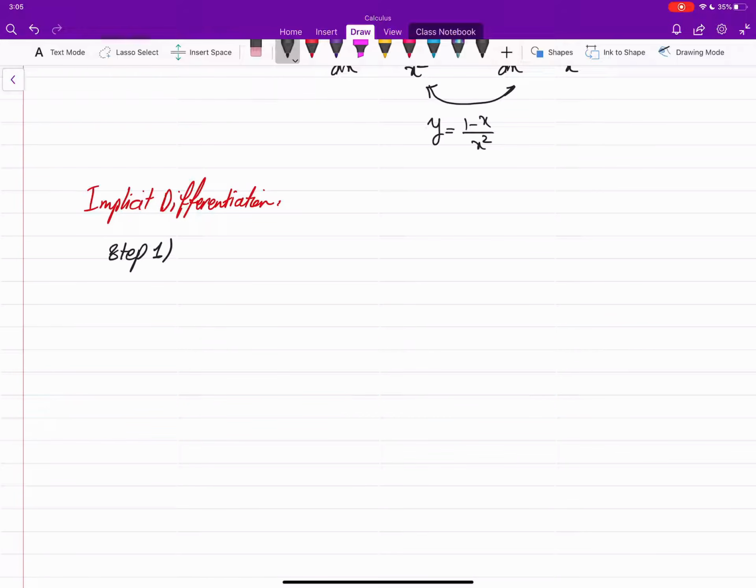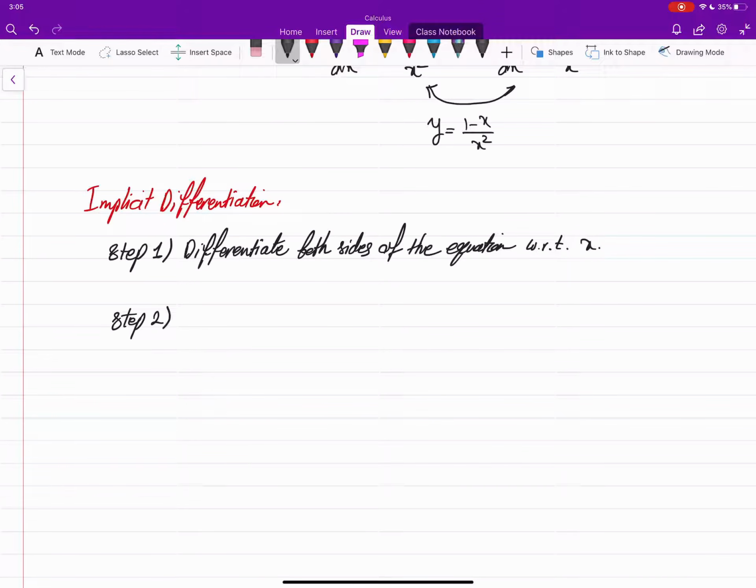Okay, what we do? Step 1: differentiate both sides of the equation with respect to x. So start differentiating with respect to x. Step 2 is that, well, when you get to terms which have y or powers of y or some functions of y, apply the chain rule.